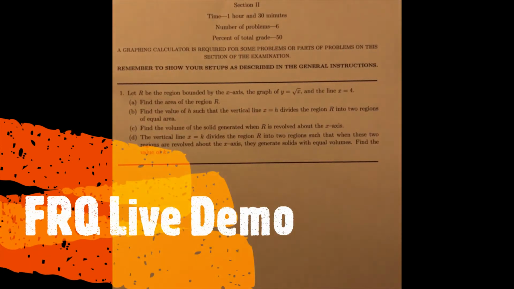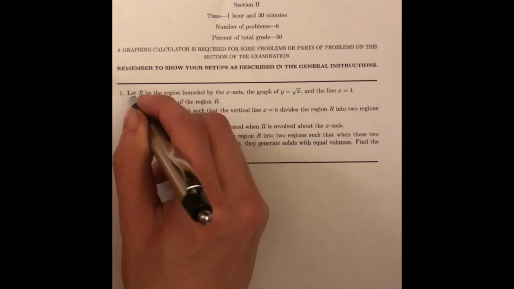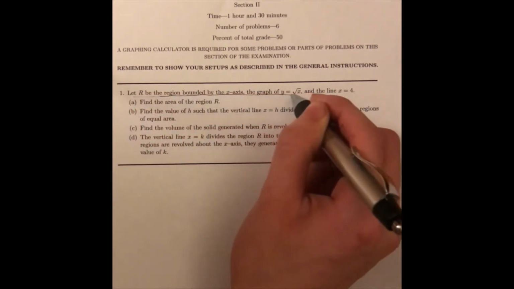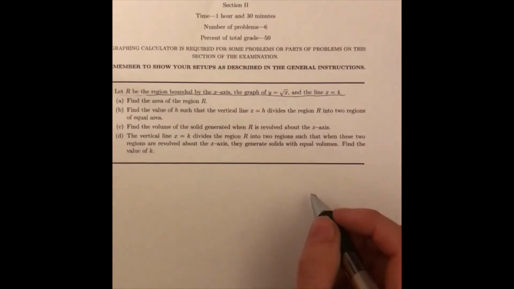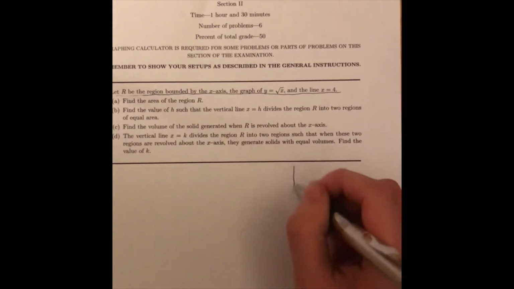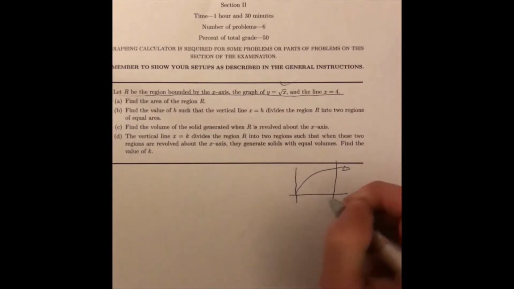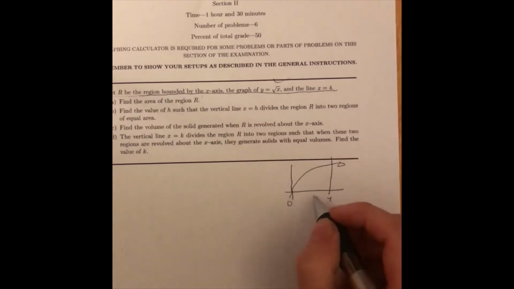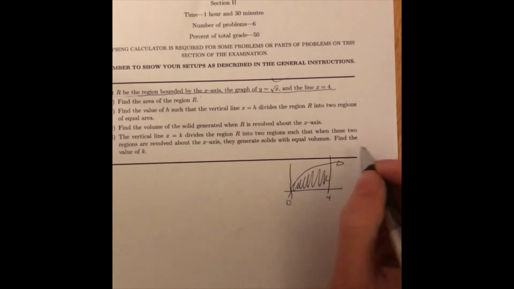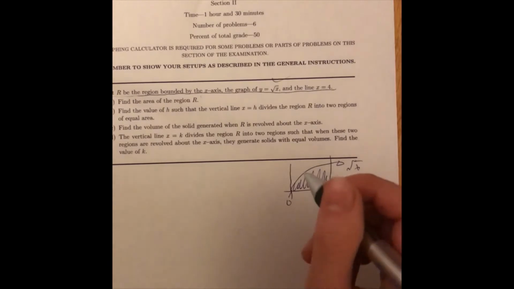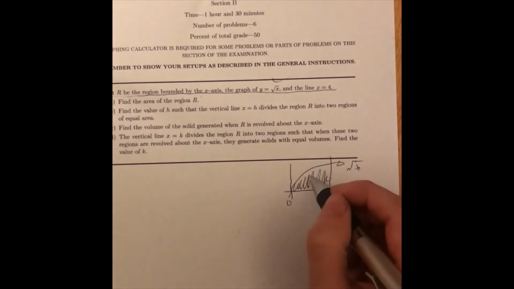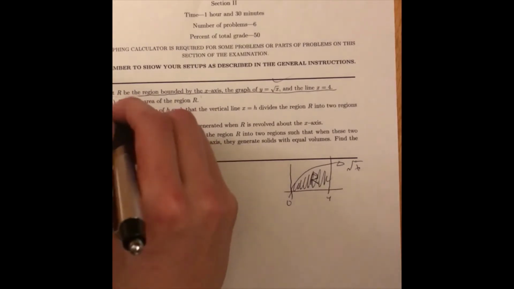Okay, so I'm just showing area and volume real quick. The first says, let R be the region bounded by the x-axis, the graph of y equals radical x, and the line x equals 4. Okay, so right off the bat, y equals radical x, boom. X equals 4. That's that line. And bounded by the x-axis, so that's what we're solving for. To find the area of this region, we could call it R.